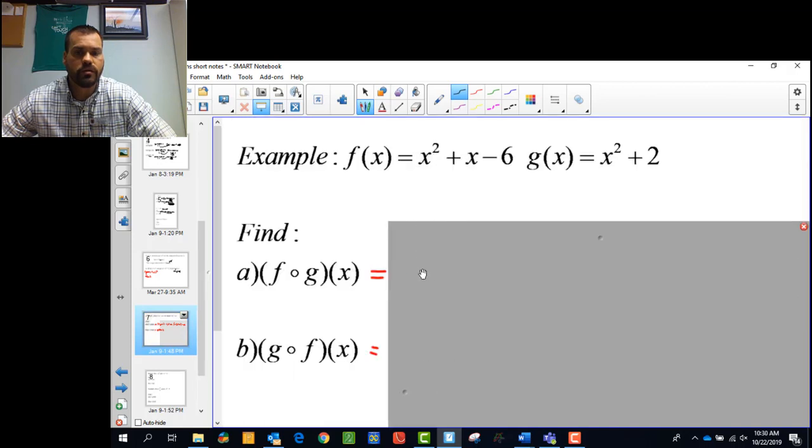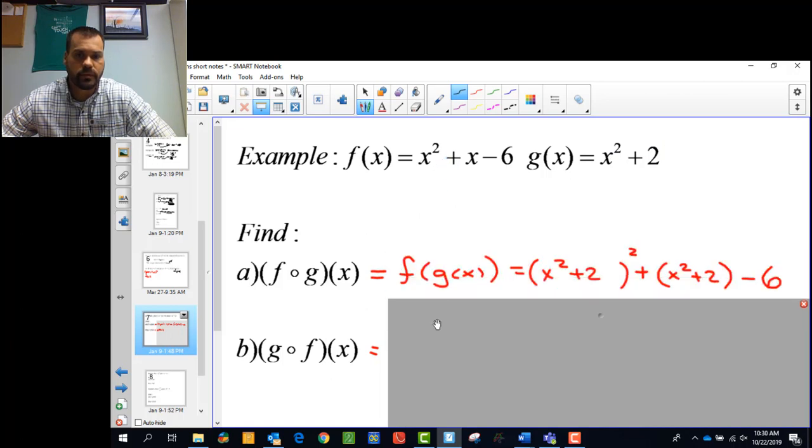Okay, so just to show you what that looks like in terms of mathematical notation, it's written out a little bit nicer. So we have f of g of x. So what we're going to do is take g of x and put it in for x. All right, so we take x squared plus 2 squared, and then x becomes x squared plus 2, and then your minus 6 stays the same.